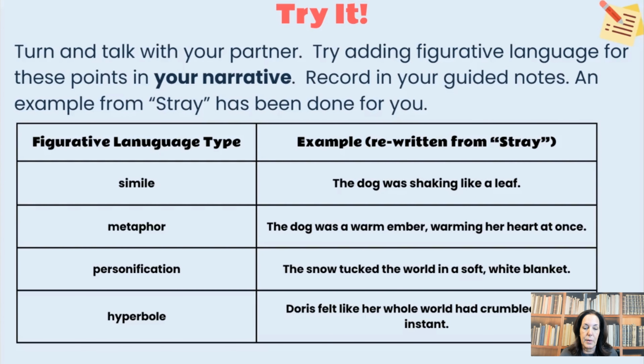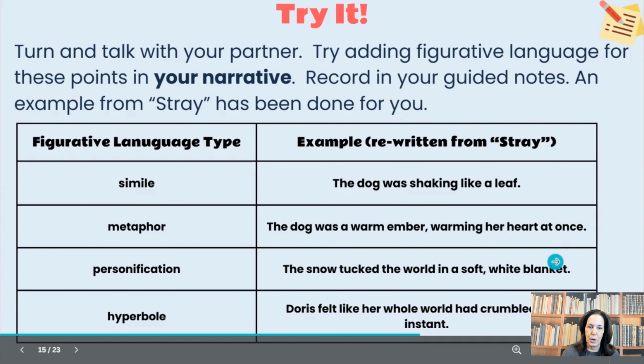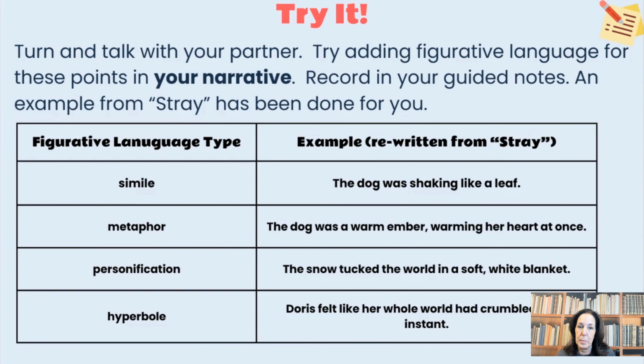Personification: the snow tucked the world in a soft white blanket. Okay, so I gave the object of snow a human-like quality. Hyperbole, that's your exaggeration. Doris felt like her whole world had crumbled in an instant.